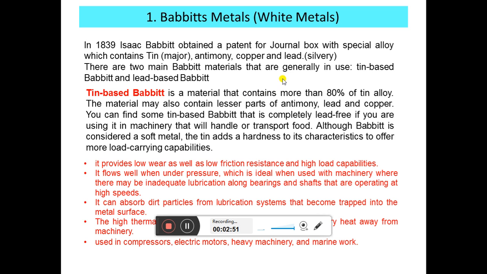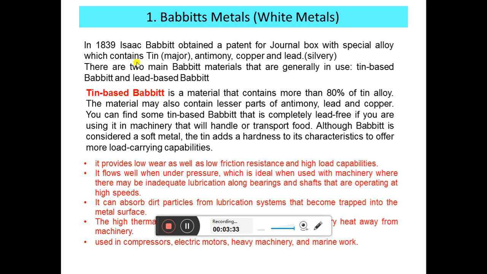These babbitt metals are again classified into two categories. The first one is tin based babbitt, and the second one is lead based babbitt. If the major constituent is tin, it is called tin based babbitt. If the major constituent is lead, it is called lead based babbitt. These two have entirely different applications, even though both are babbitts.